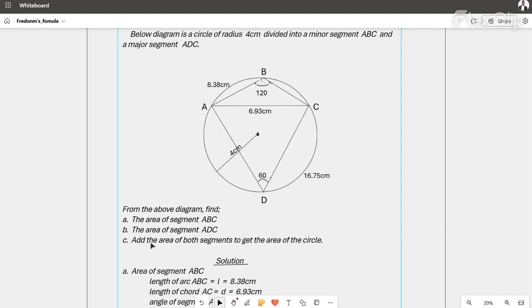And question C says, add the area of both segments to get the area of the circle. Add the area of these two segments to get the area of this circle, because this circle is divided into two to get this minor segment and this major segment. So adding the area of these two segments will give you the area of this circle. Okay, now let's solve this problem together.